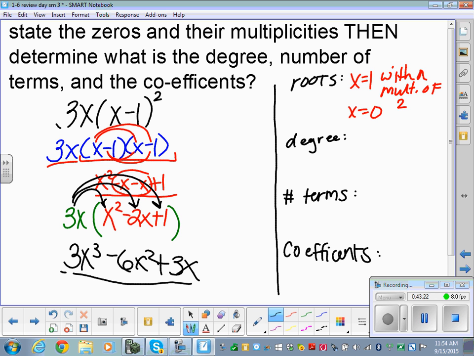So now we know this is degree 3. The number of terms we have is 1, 2, 3. Terms are separated by plus or minus signs. So 3 terms. And then the coefficients are the numbers in front of the variables. So I have a 3, a negative 6, and a 3. So 3, negative 6, and 3. And we're done with that one.